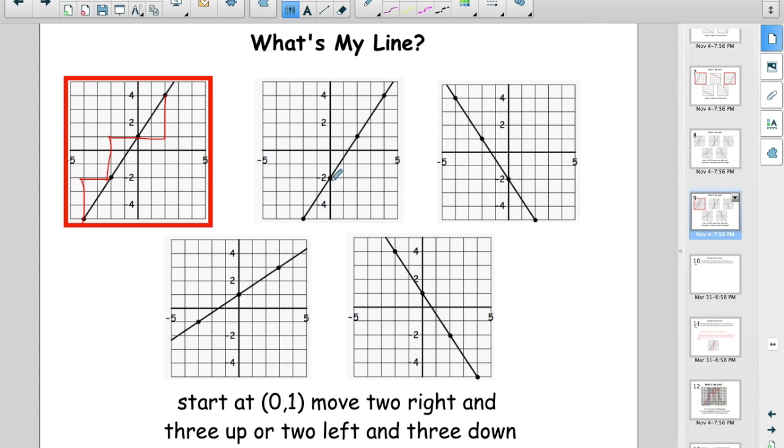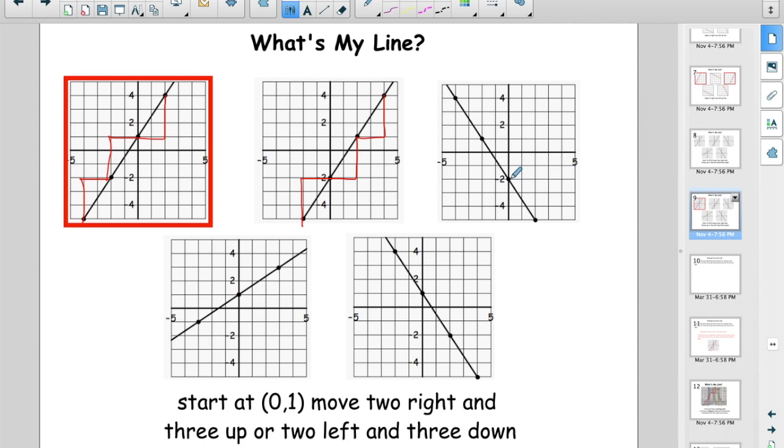If we were going to describe the movements on this particular one, if we start at the y-intercept, we're going 2 right and 3 up to get to the next lattice point, and 2 to the left and 3 down. So at least this is describing the correct slope. We have the correct slope on this one, but we are not starting in the correct point.